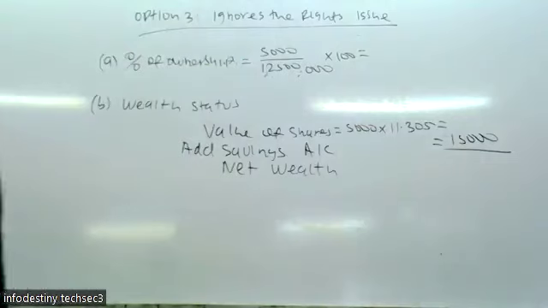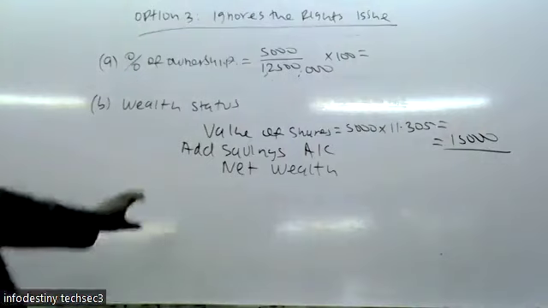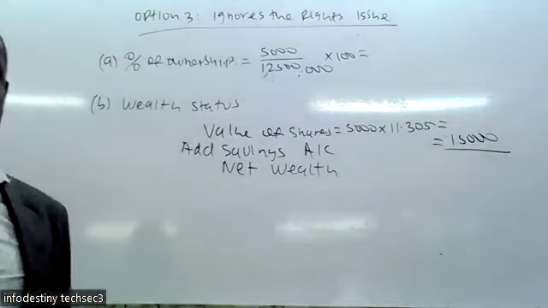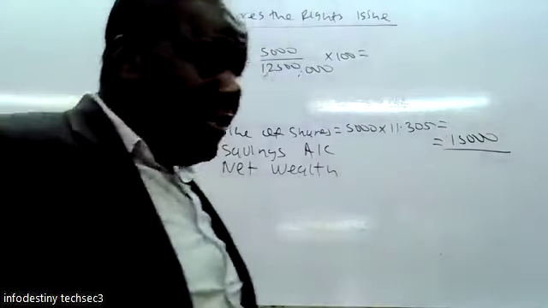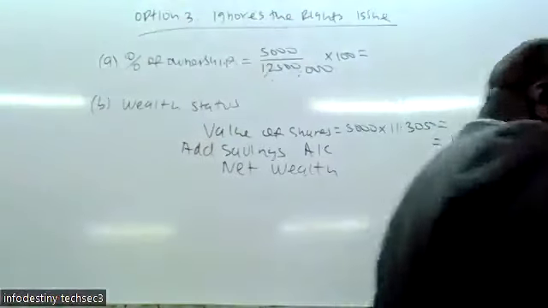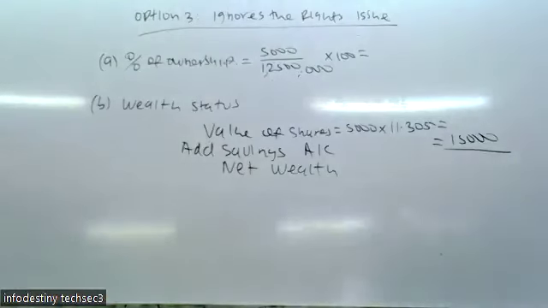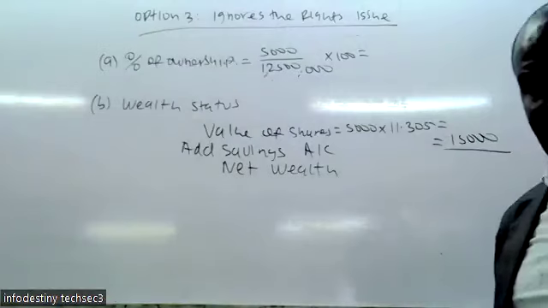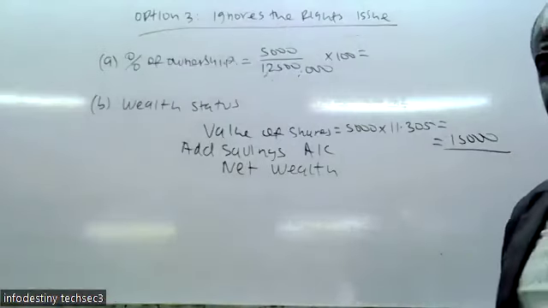So he did not participate in the rights issue. When you don't participate in the rights issue, there will be no cost for the rights. However, there will be changes in terms of the percentage of ownership. The percentage of ownership will go down. The wealth status will also go down. That's when you ignore the rights issue. So that is how you are meant to do the evaluation.